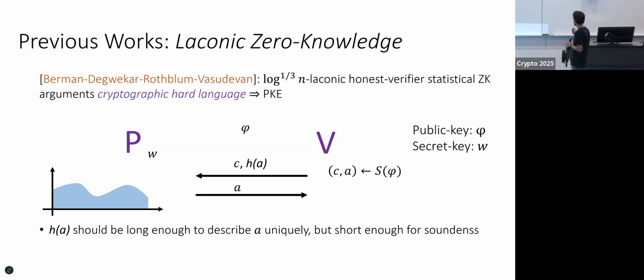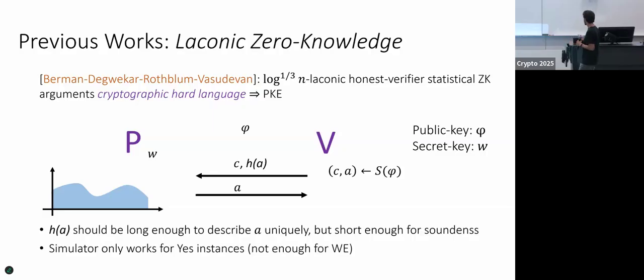Another problem with this construction, if you want to construct witness encryption, is that here we use the simulator to sample both C and A, but we only have a promise from the simulator when phi is a yes instance. So we cannot use it for no instances, and therefore we only get public key encryption and we don't get witness encryption.